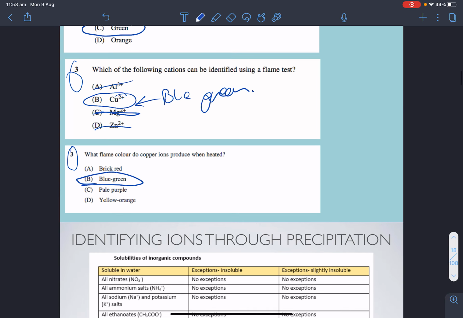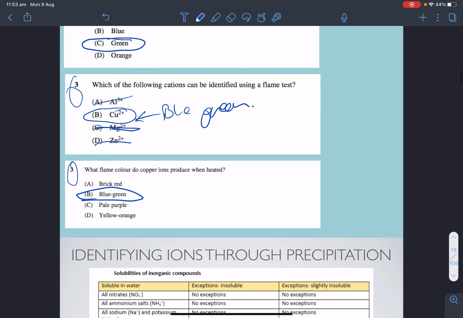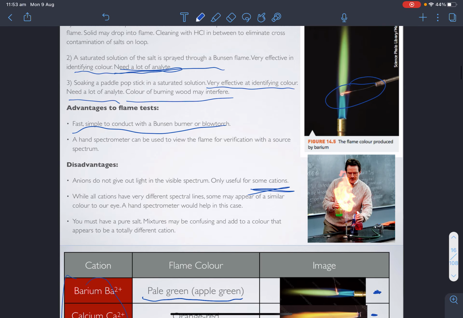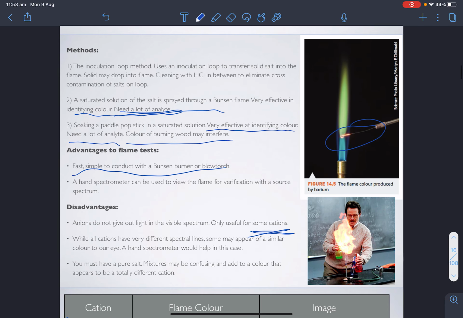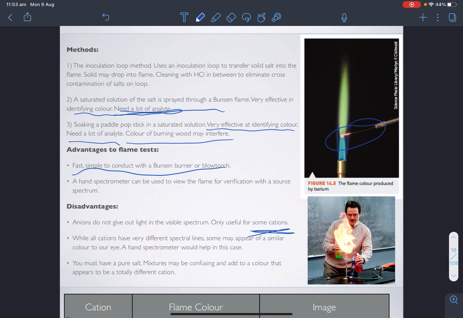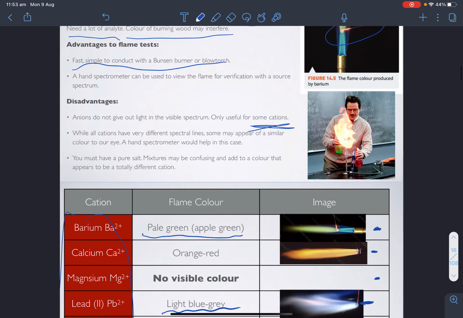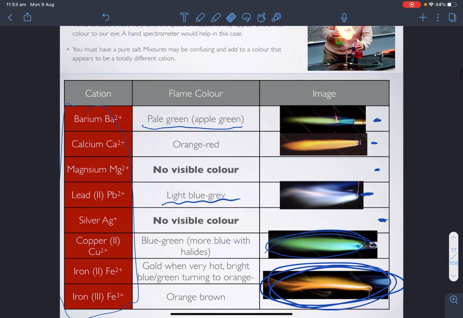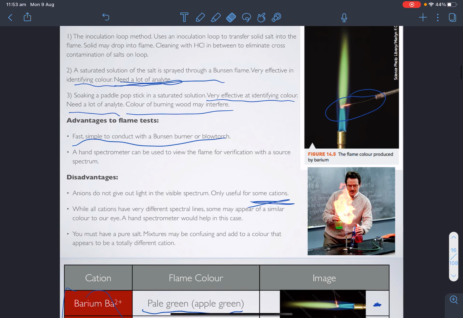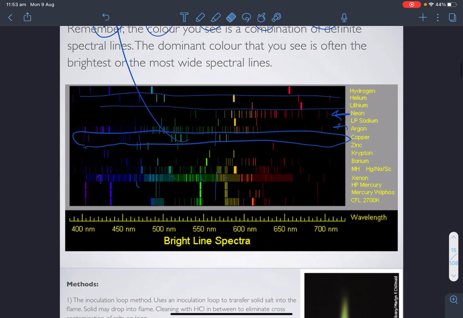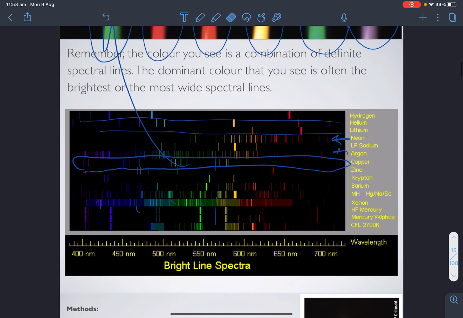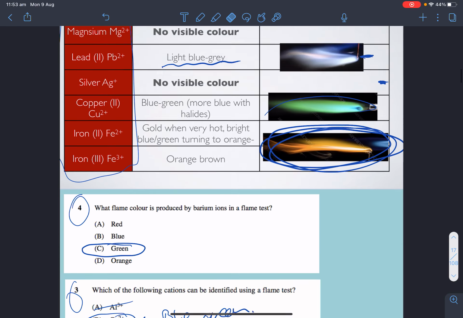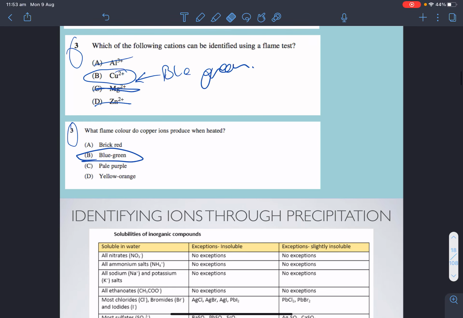Okay, I'm going to leave it there because that's pretty much it for flame tests. There might be questions about safety, so you're going to have to talk about the hazards of using a flame. You might talk about the hazards of, for example, testing for lead. But other than that, method, advantages, disadvantages, and what you expect to see are the most common questions. All right, we'll talk about precipitation next.